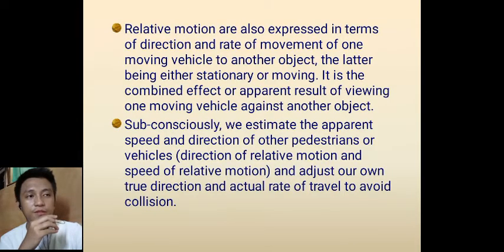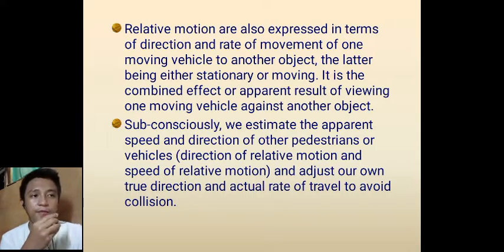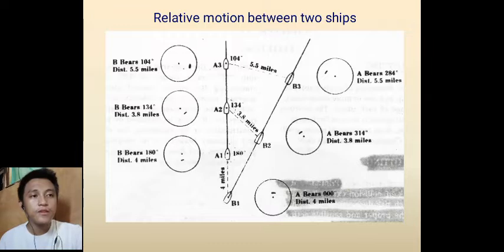Relative motion is also expressed in terms of direction and rate of movement of one moving vehicle relative to another subject, the latter being either stationary or moving. It is the combined effect, the apparent result, of viewing one moving vehicle against another subject or object. Subconsciously, we estimate the apparent speed and direction of other vessels or vehicles, the direction and speed of relative motion, and adjust our own true direction and actual rate of travel to avoid collision. So, this is a relative motion between two ships.